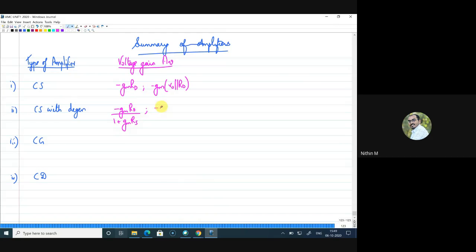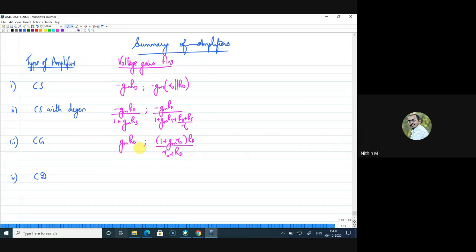So the numerator remains the same, minus GM RD, divided by 1 plus GM RS plus RD plus RS divided by R0. This is easy to remember because when your lambda is equal to 0, your R0 will be infinity and this term will vanish, so the expression will remain the same. Now for your common gate, the regular expression without lambda is GM RD. With the lambda, the expression is slightly modified as 1 plus GM R0 into RD divided by R0 plus RD.